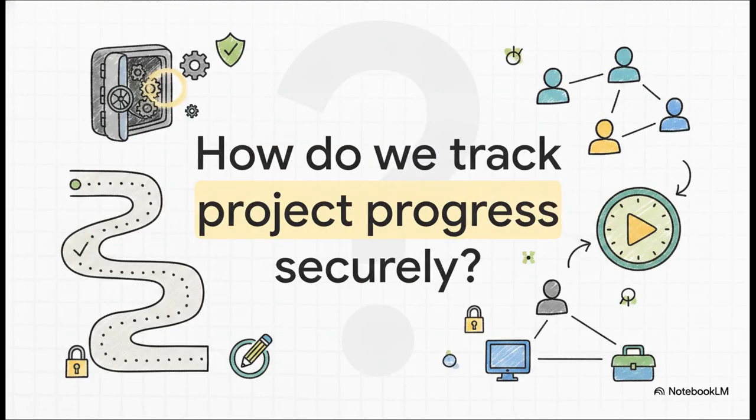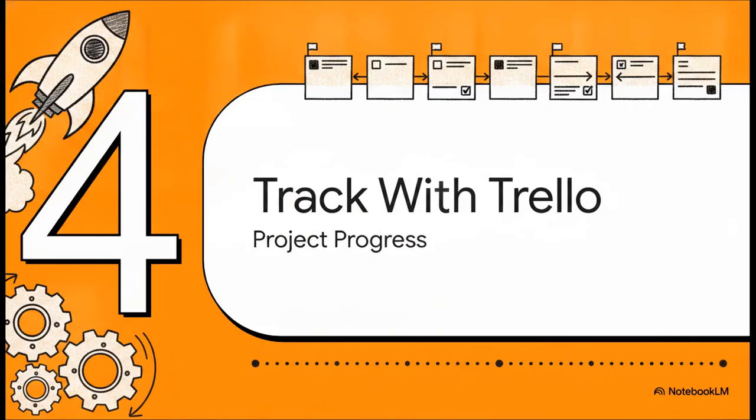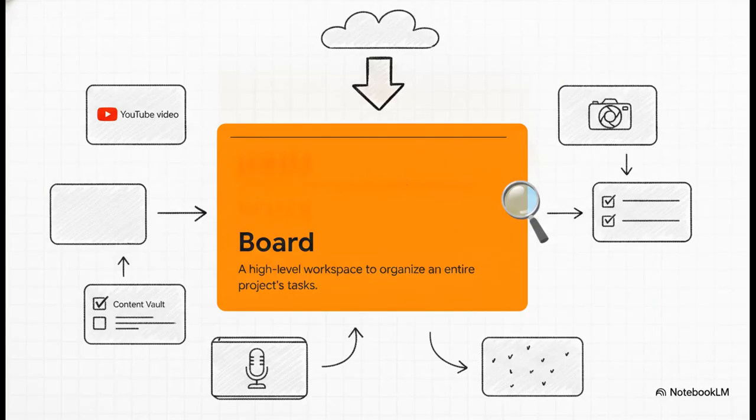Okay, our assets are designed, our files are stored safely, but how do we track our actual project progress? Like who's doing what to hit our deadlines? That brings us to Section 4, Track Projects using Trello. Trello is essentially the engine of our workflow. And to use it, you gotta know what a board is. Think of a board as a high-level workspace. Like, you could name it Content Vault, and this is where you organize every single task for that entire project.